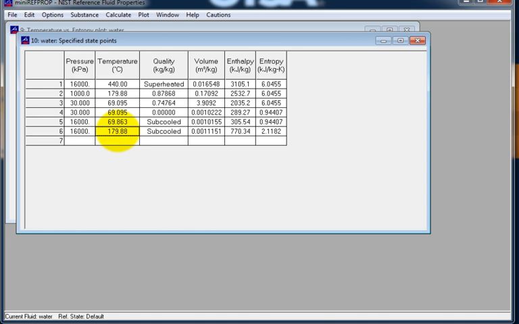Okay, now state 7, saturated liquid coming out the bottom of the closed feed water heater. What was the pressure again? 1,000. It's right before it gets to the trap. And it's saturated liquid, put in 0, boom. All right. Now the hard one, state 8.